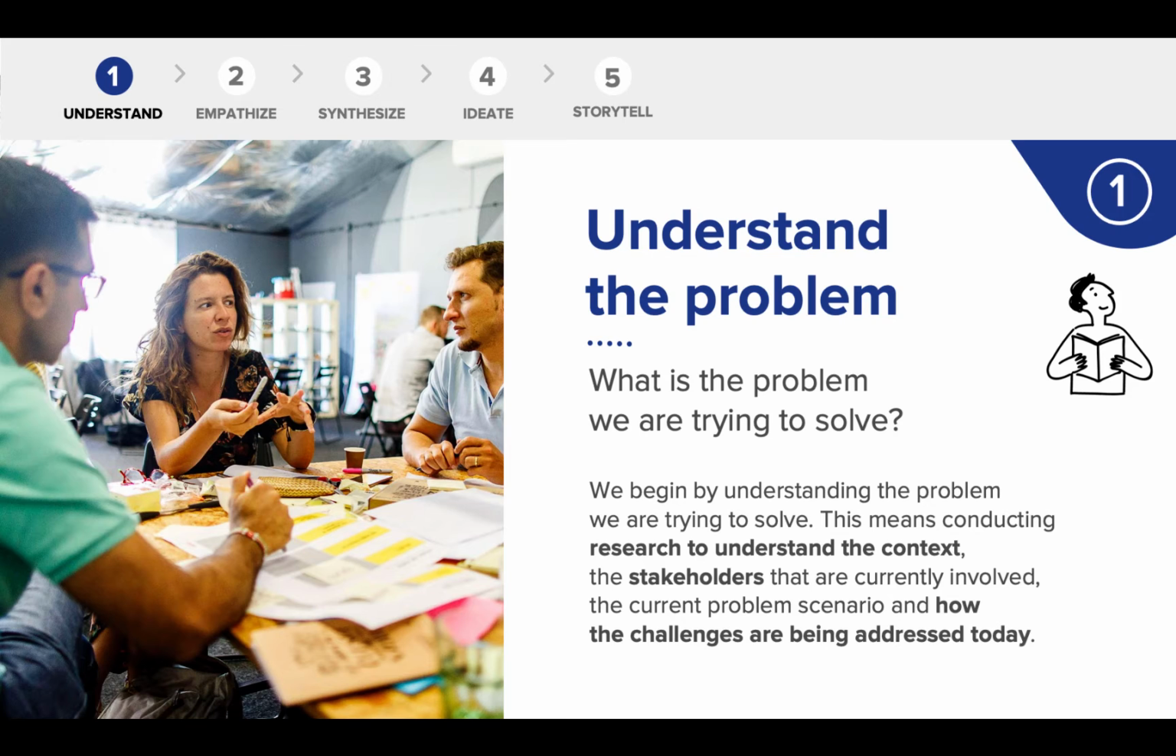And we do that by really trying to understand the problem and doing some research to look at the context, look at who else has influence into this challenge. Who are the stakeholders? Who are currently involved? How is the current problem unfolding? How people are experiencing it? And how is this problem being solved or being tried to be solved today?